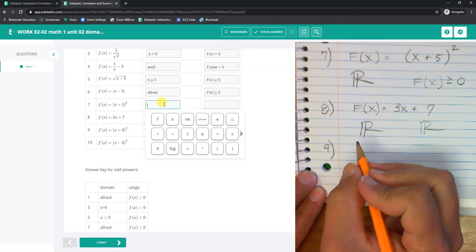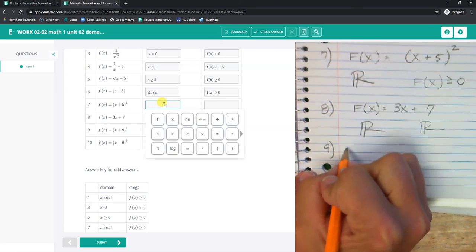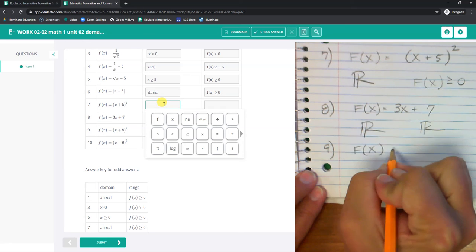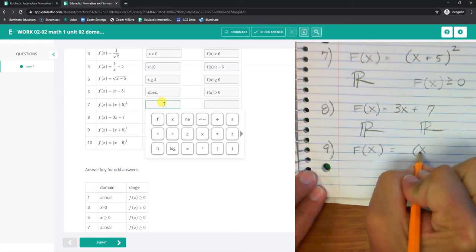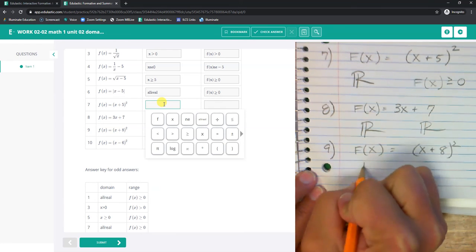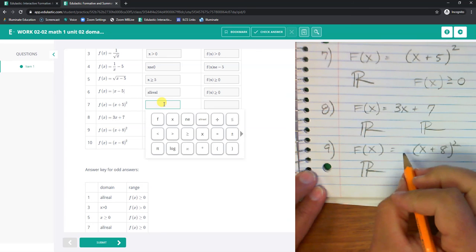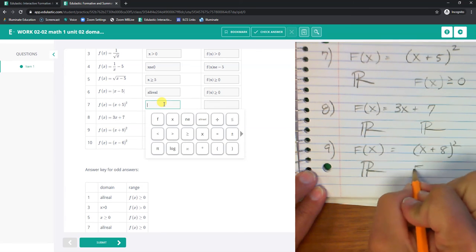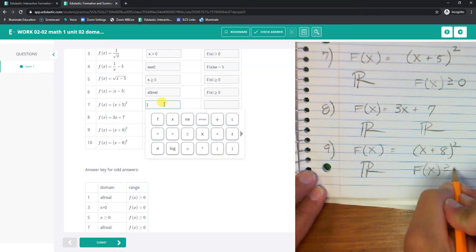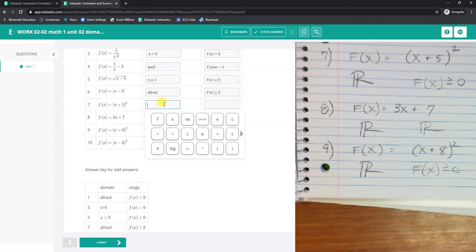Number 9 is basically the exact same thing as 7. I can plug all real numbers into this, but I can only get positives out of it because the square is going to make everything positive. Okay, let's get 7, 8, and 9 into the system.